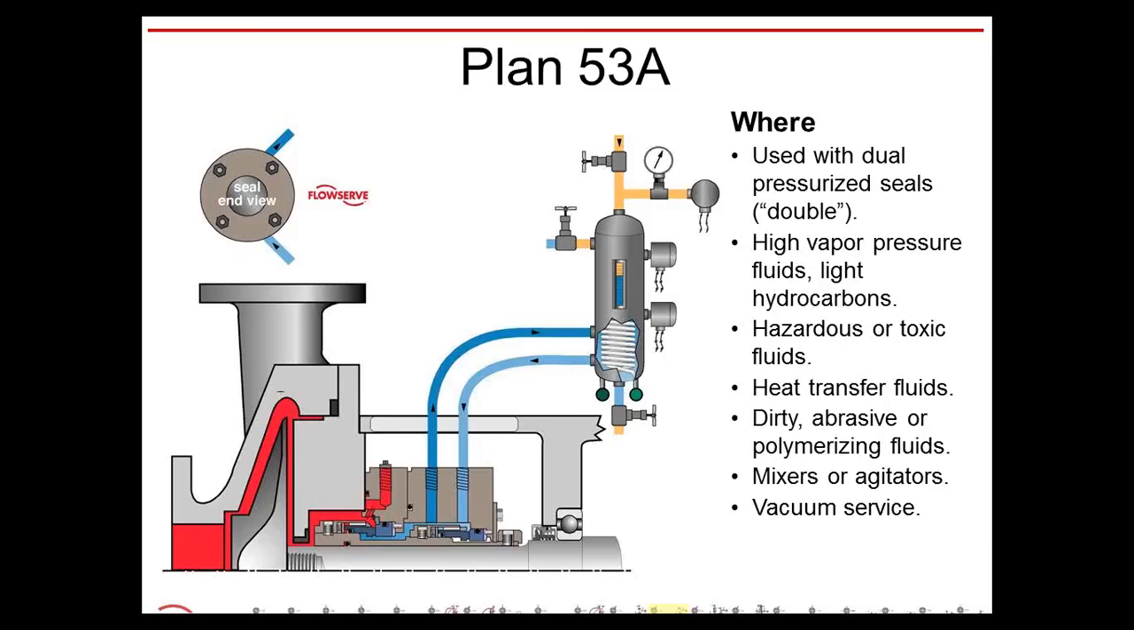Also can be used for mixers and agitators where it's vertical and a lot of times you get air pockets around it. Doesn't matter because the seal faces are running on the fluid that's inside the seal itself. They're in between the two mechanical seals. And of course you can use them on vacuum services. So there are a lot of advantages by running a Flush Plan 53A with a dual seal.